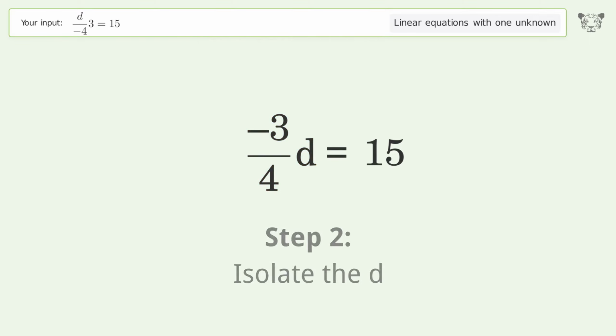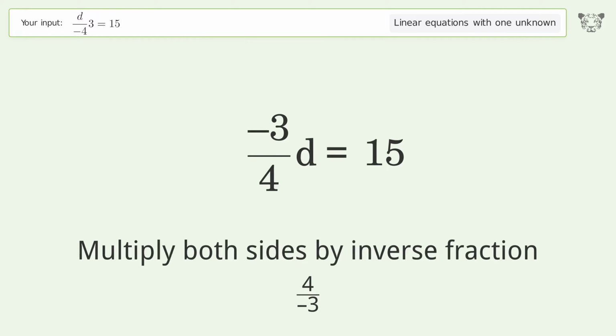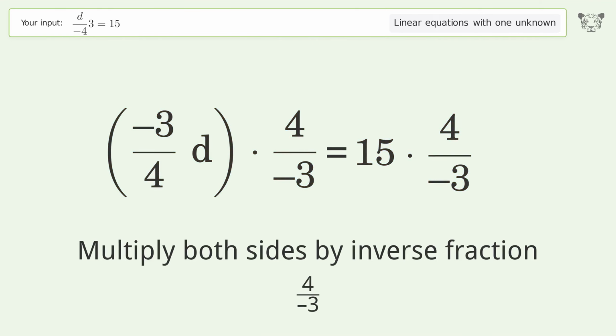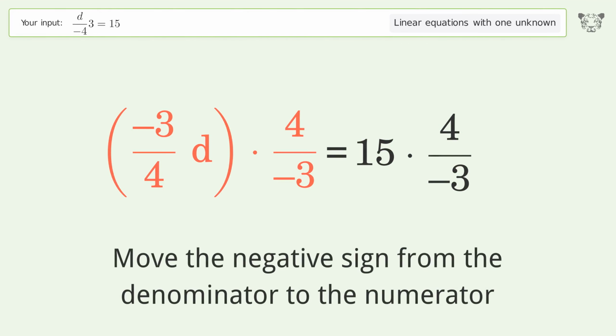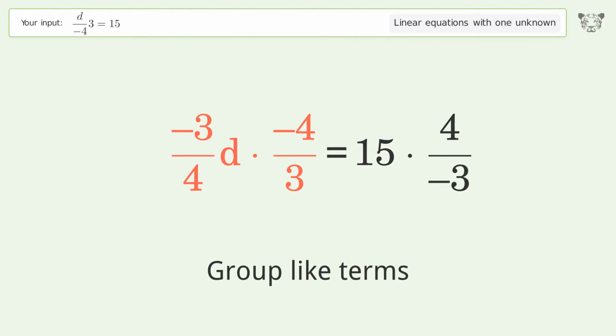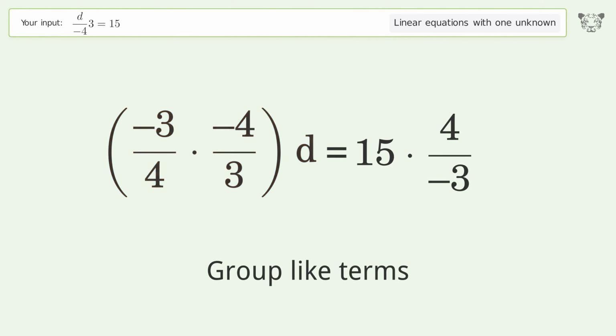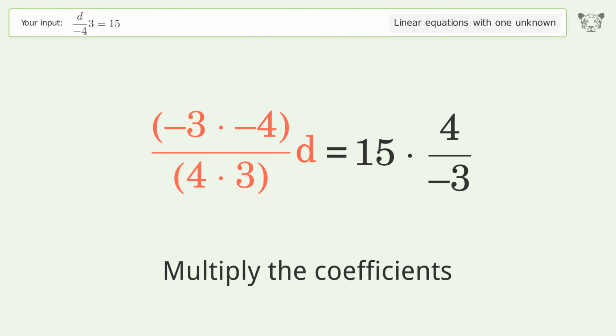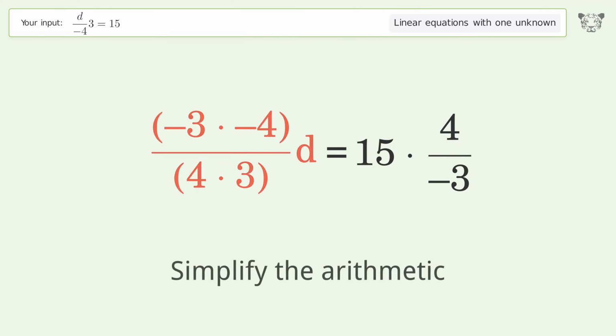Isolate the d. Multiply both sides by inverse fraction 4 over -3. Move the negative sign from the denominator to the numerator. Group like terms. Multiply the coefficients. Simplify the arithmetic.